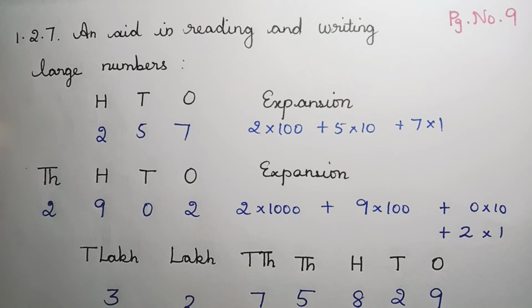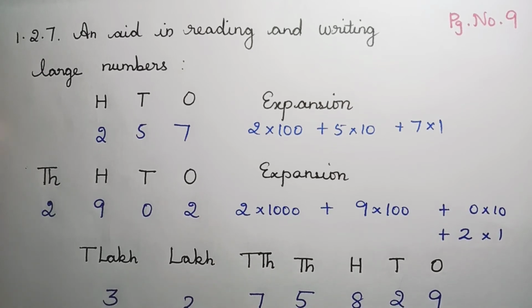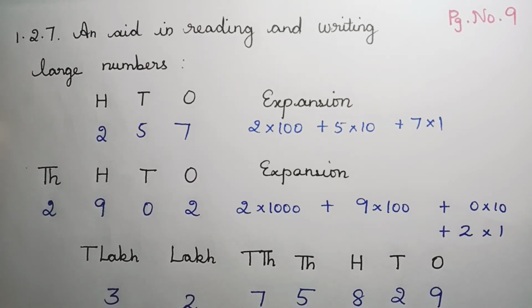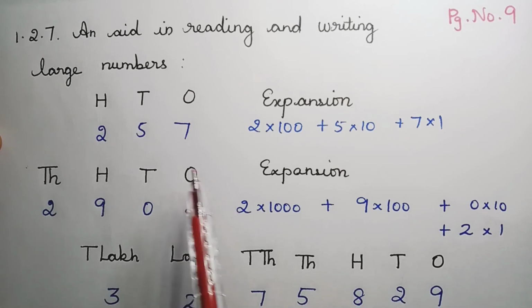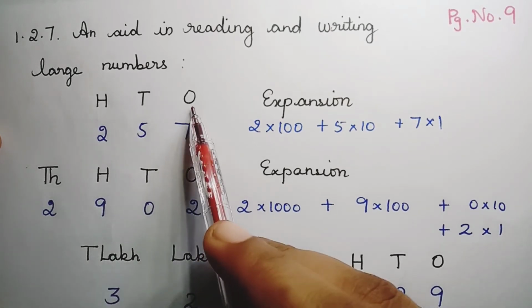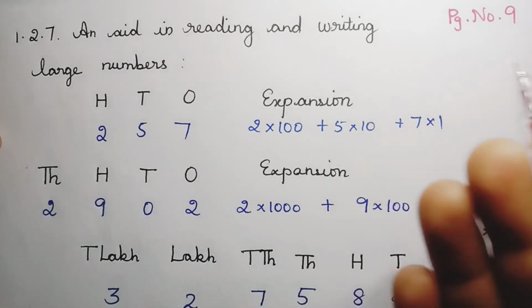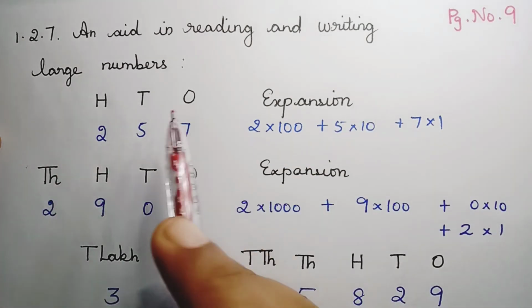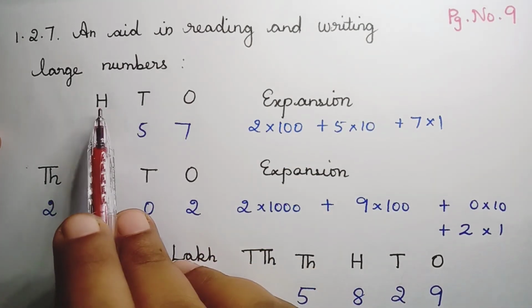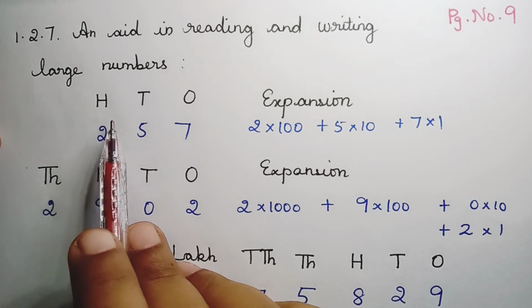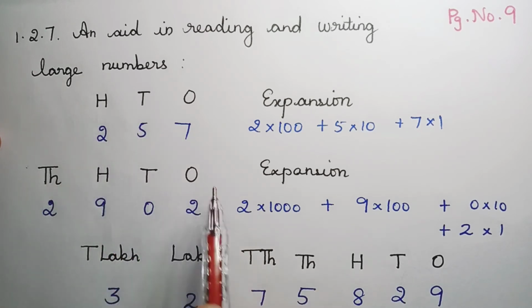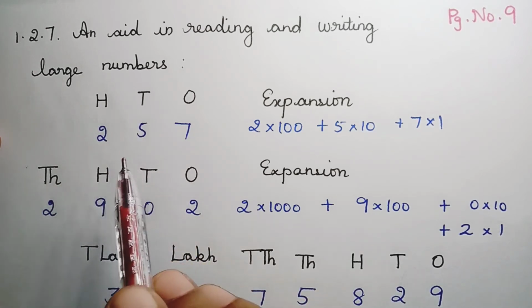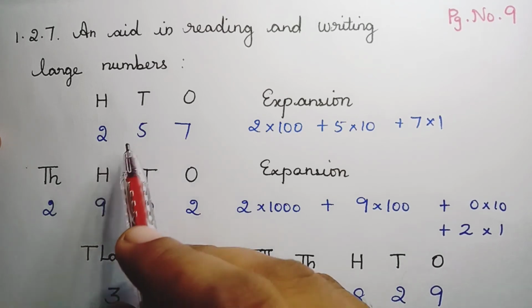Next topic is an aid in reading and writing large numbers. Okay. So how can you easily read a bigger number? For that we can use these terms. I have already taught you like this. You should count from right to left, in this order: ones, tens, hundreds. For smaller numbers, you know how to write this. We will see examples one by one.